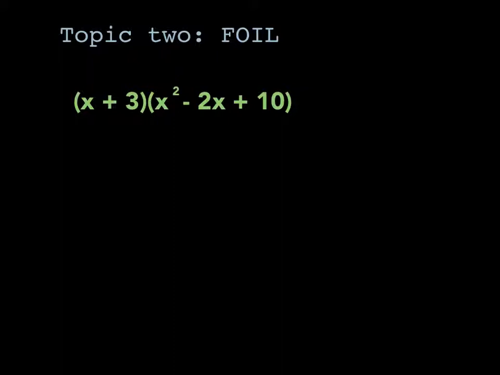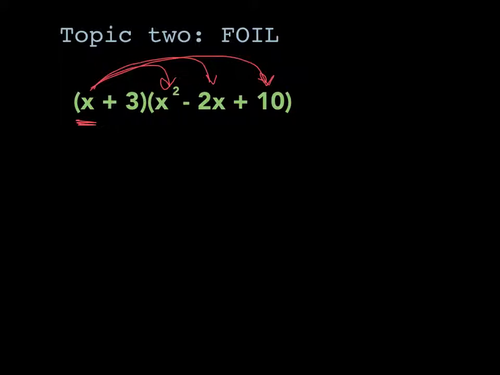Okay, here's a slightly more complicated example, and we're actually not going to be able to use the first, outer, inner, last method anymore, but we can use that same idea with those arrows that I've been drawing. We're going to take this x, which is the first term in this first binomial, and multiply it with each of the terms of the second polynomial, which is actually a trinomial.